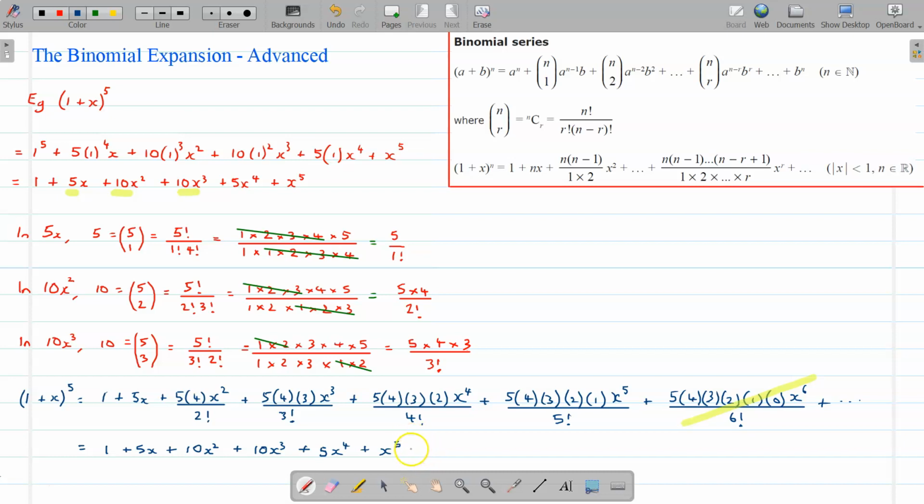We'll look at some examples of that in the next video, but this is an introduction to the better version of the binomial expansion and how it can be used. Okay.